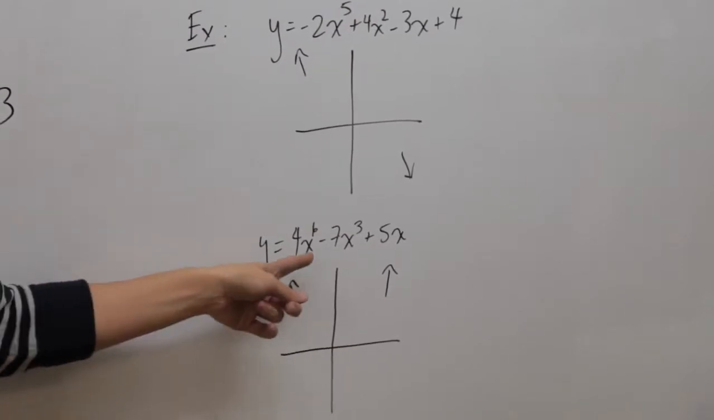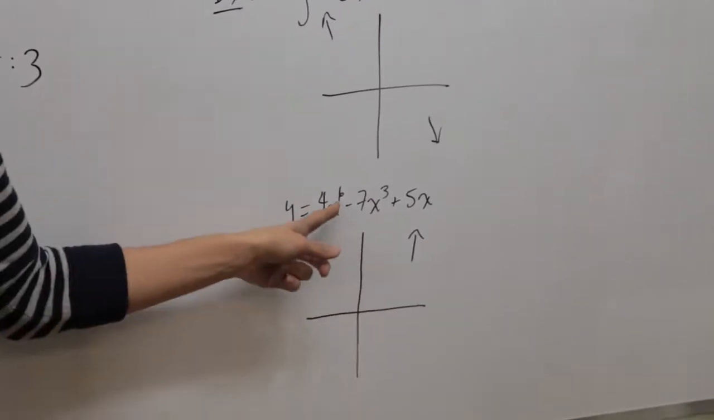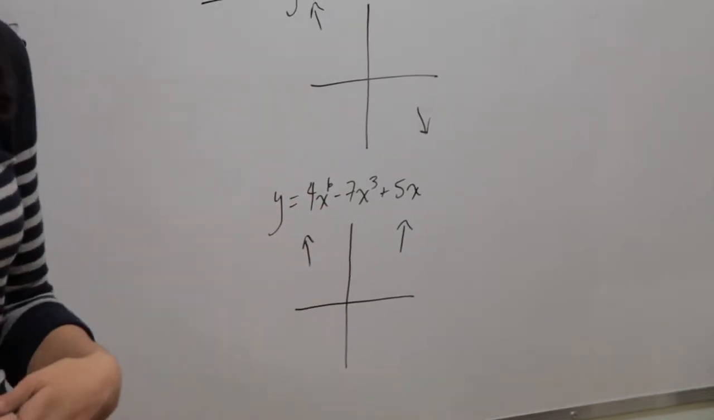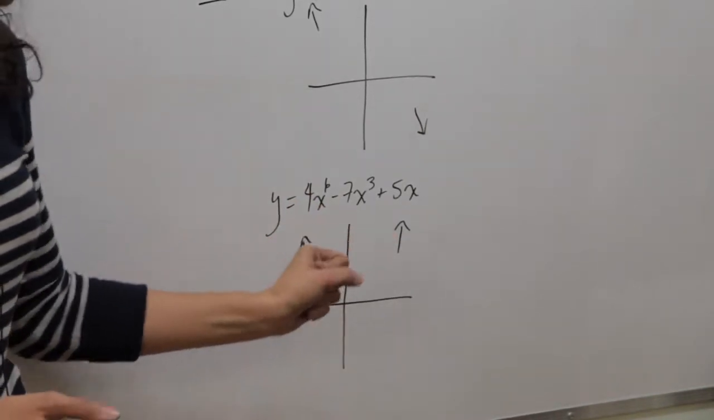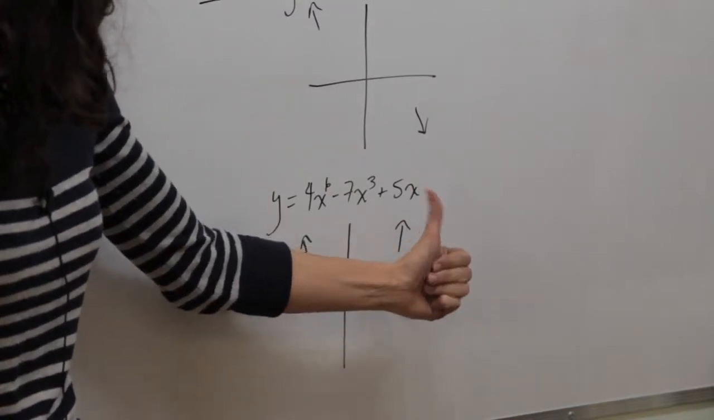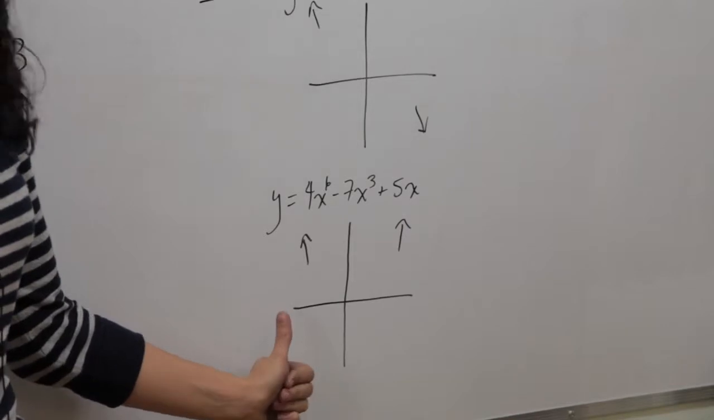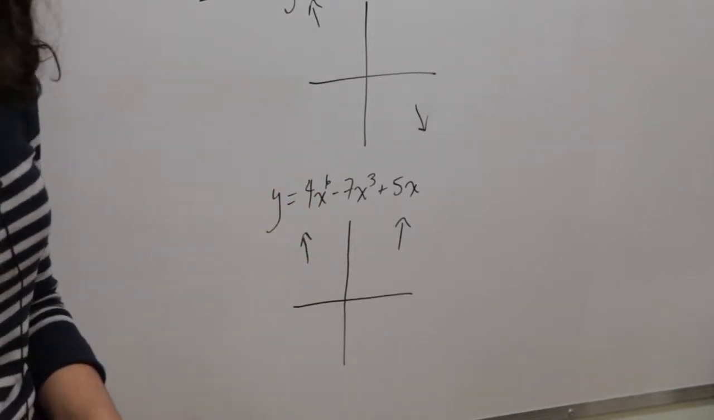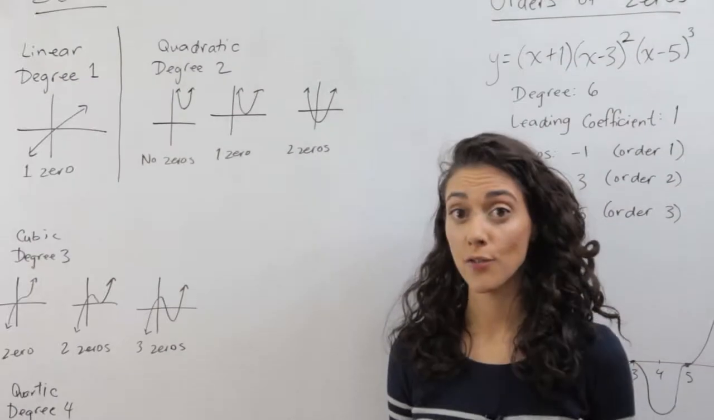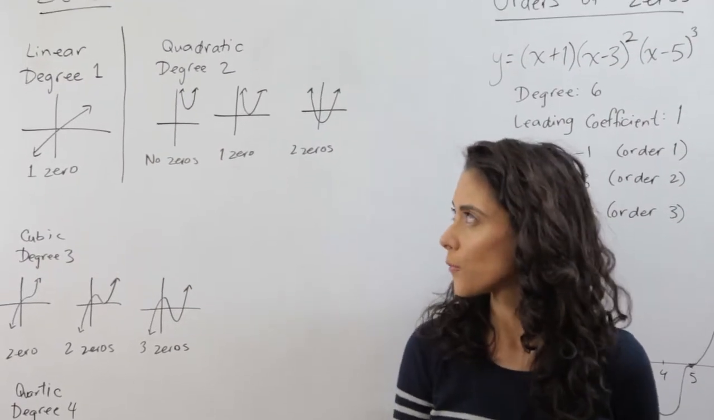Down here, I have a degree 6 function, right? The highest degree on any term is 6, and the leading coefficient is +4. Therefore, I know this graph will tend toward positive infinity. As x goes to infinity, y goes to infinity. As x goes to negative infinity, y also goes to positive infinity. Again, don't know what happens in the center. We'll come back to that later. So the zeros or x-intercepts of polynomials.